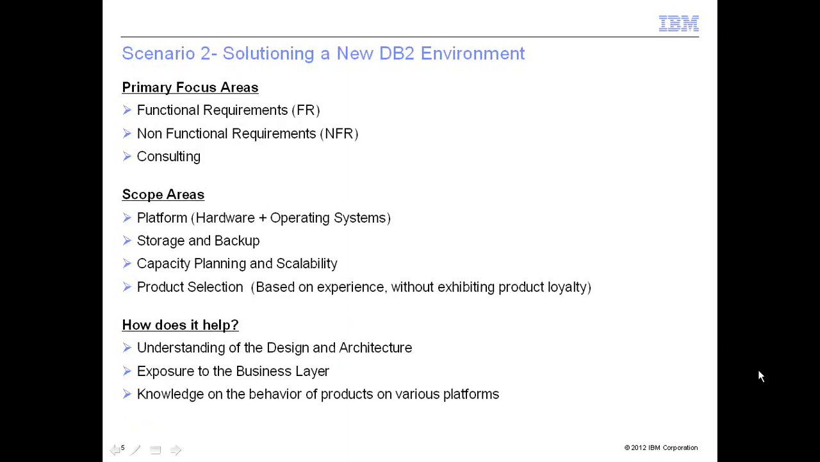Moving on to slide number 5. This is a second scenario where we are looking at solutioning a new DB2 environment. In this case, we start with something like a functional requirement, for example, how much RAM is required, how much CPU is required. These are requirements which are required for the functional working of the particular solution. There are some non-functional requirements which include costing, performance, availability, and so on.